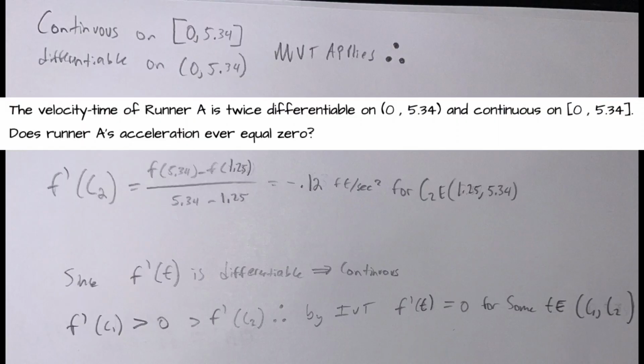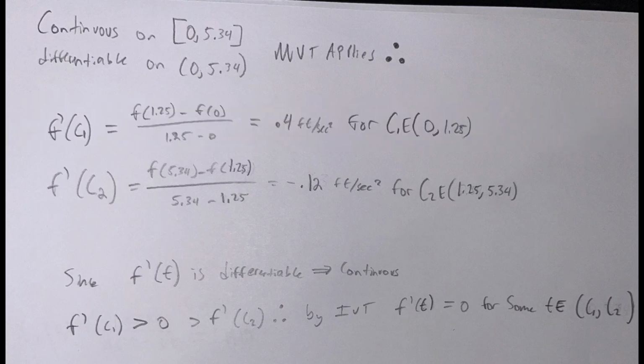To see if runner A's acceleration ever equals 0, we want to find if the derivative of the velocity time, named f of t, will equal 0. Since the velocity time is continuous and differentiable, the mean value theorem applies. By the mean value theorem, there must exist a value c1, where f prime of c1 equals 0.4, where c1 is an element of 0 to 1.25, and another value c2, where f prime of c2 equals negative 0.12, where c2 is an element of 1.25 to 5.34.